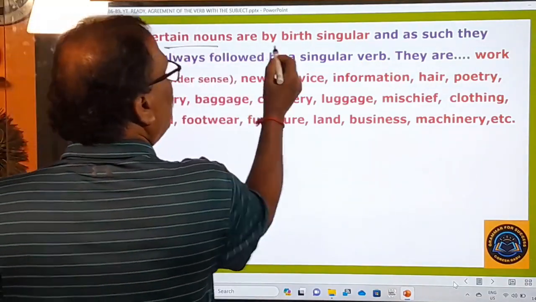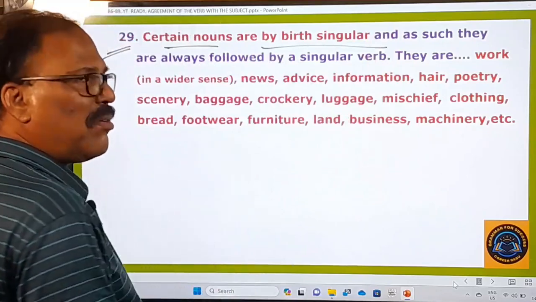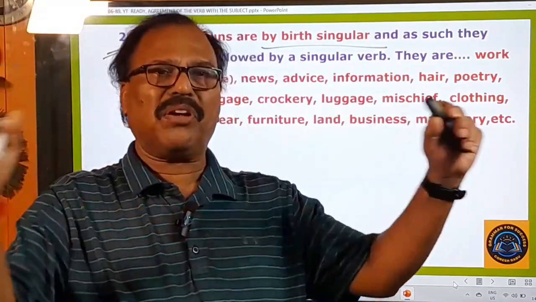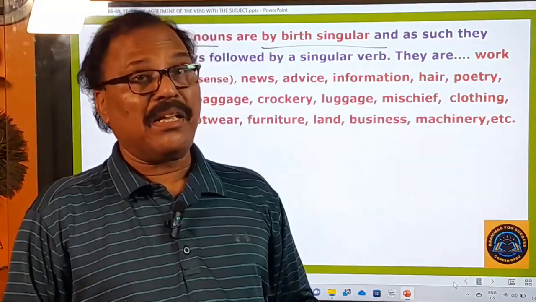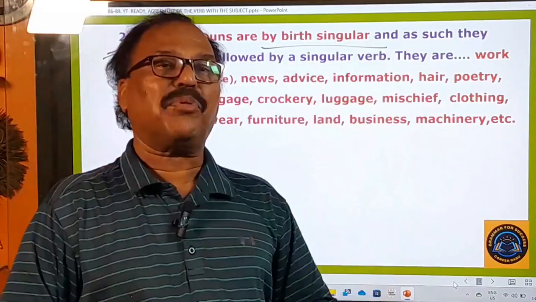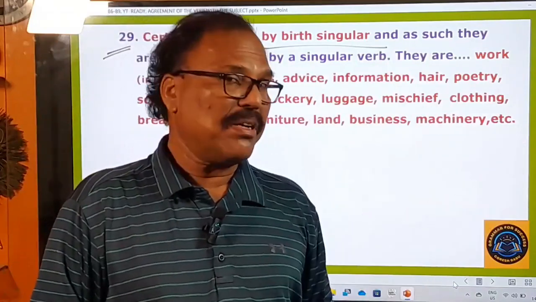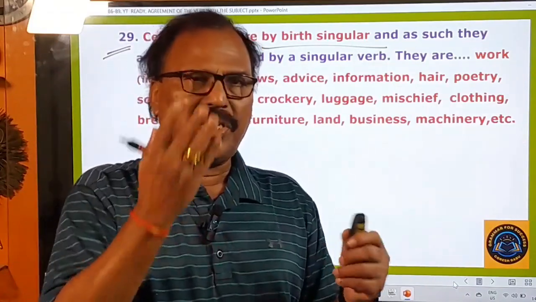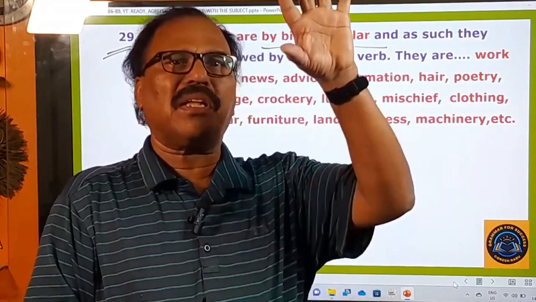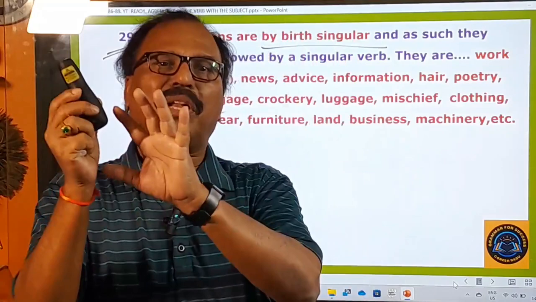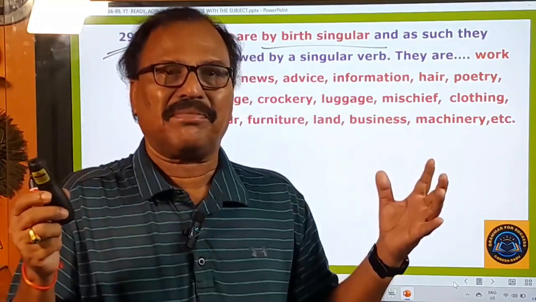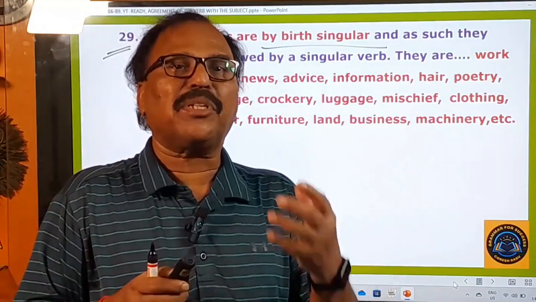Certain nouns are by birth singular. Certain nouns are there in the English language. They are by birth singular. They don't have a plural form at all. And similarly, there are certain nouns that are always plural by birth. By birth, they are plural and they don't have a singular number. So in this way, English is a very tricky language. Some nouns are always singular. Some nouns are always plural. That is why you have to learn it with effort. Okay, with a little bit of hard work.